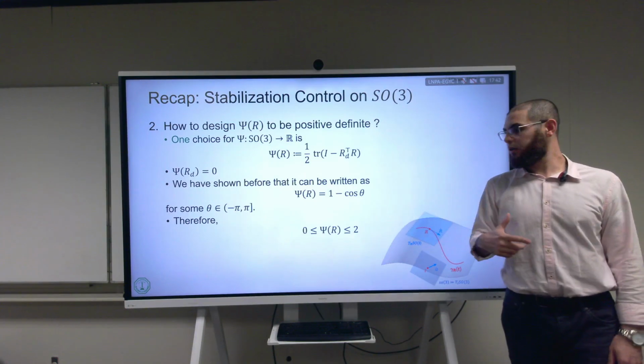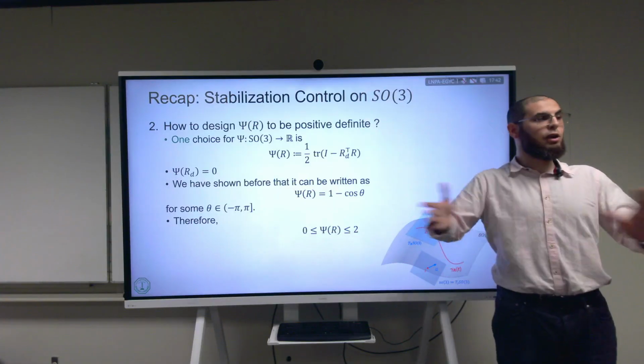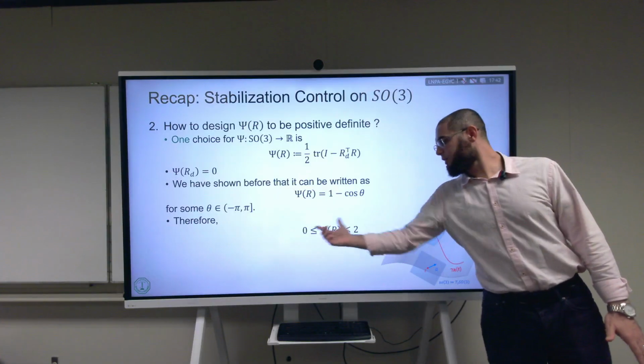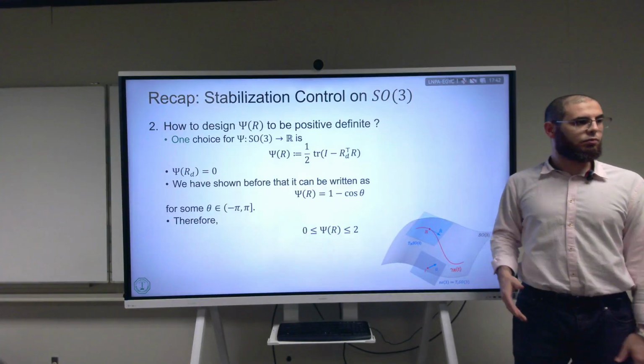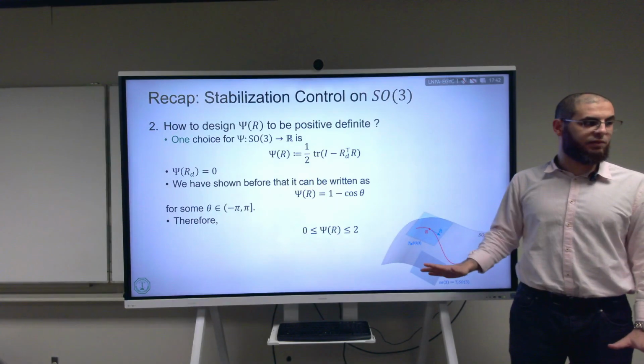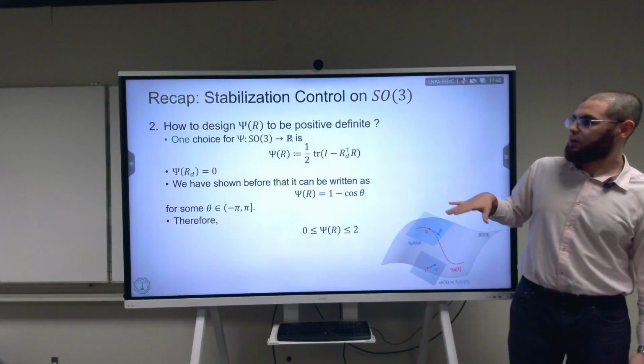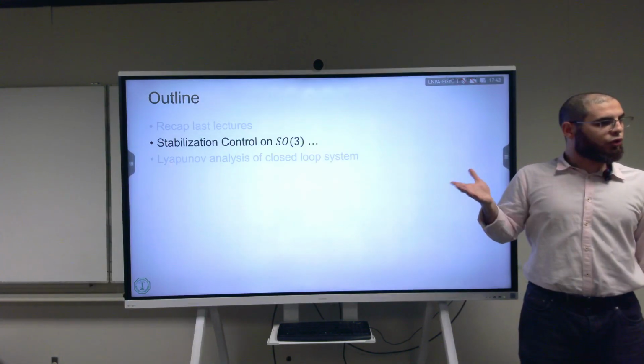So we've shown this earlier, which means that for all values of R, the psi lives from 0 to a maximum of 2. Okay, which means that it's positive definite. Okay, locally at least. Now for the control. Now let's continue.